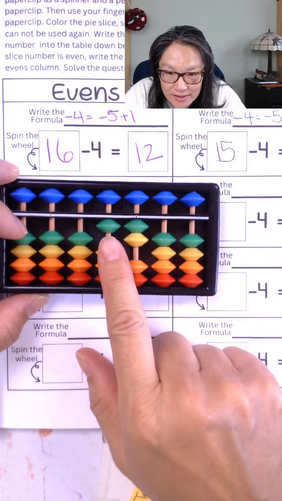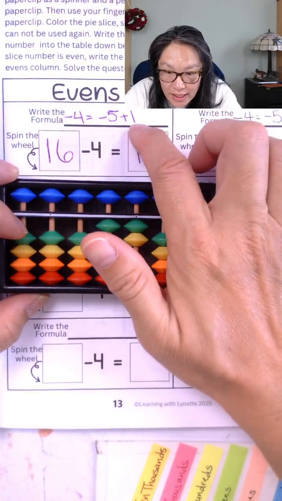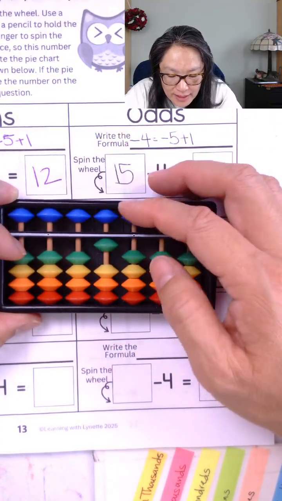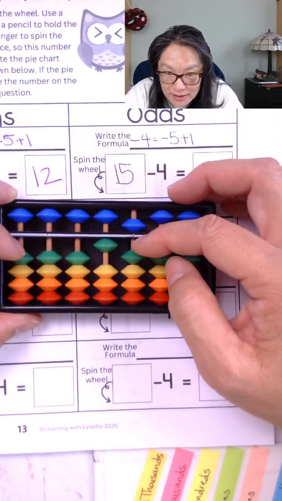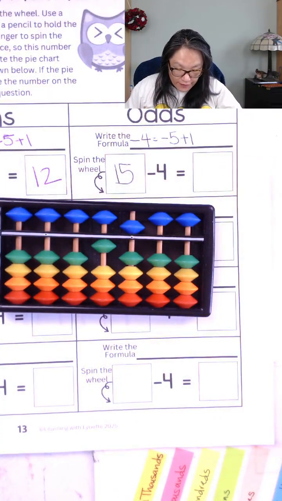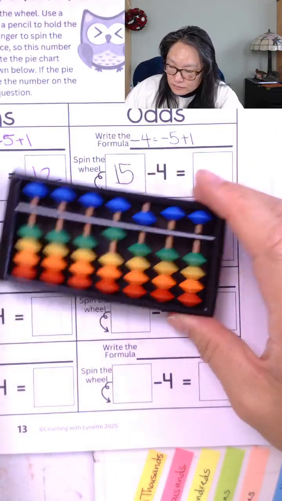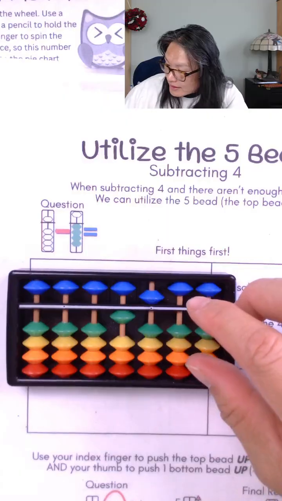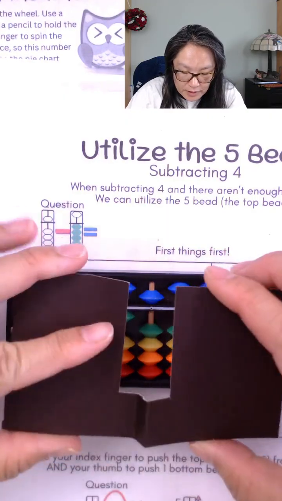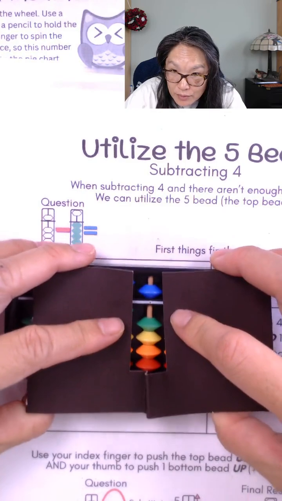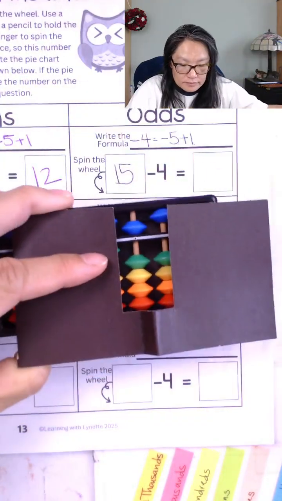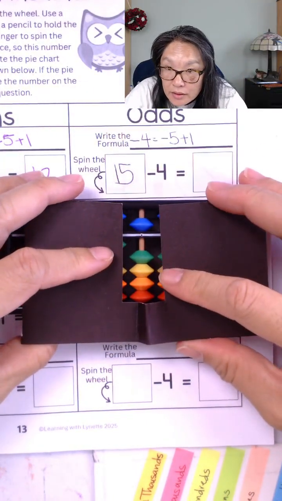Does that make sense? So what we're doing is we're understanding how to use this concept. We'll do it again. If I have 15 on my abacus, what am I going to do? I need to minus the 4. I need to take away the 4.